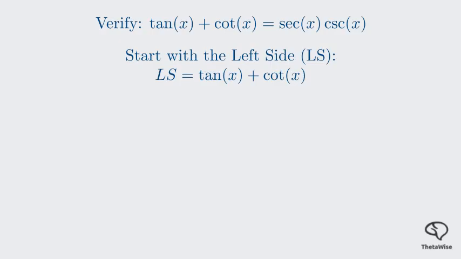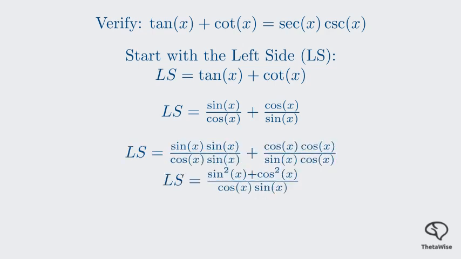The next step is often to rewrite everything in terms of sine and cosine using the quotient identities. Tangent is sine over cosine, and cotangent is cosine over sine. So we have sine of x over cosine of x plus cosine of x over sine of x. Now, we need to add these fractions. To do that, we find a common denominator, which is cosine of x times sine of x. We multiply the first fraction by sine over sine, and the second by cosine over cosine.